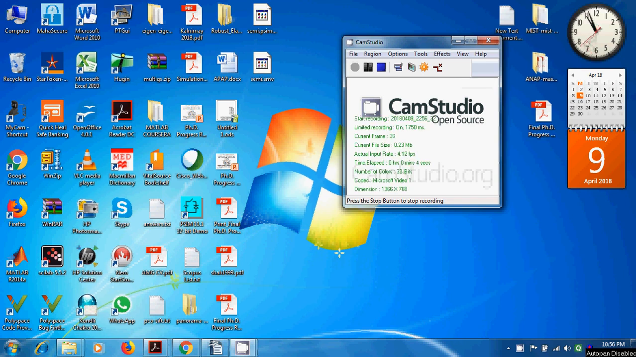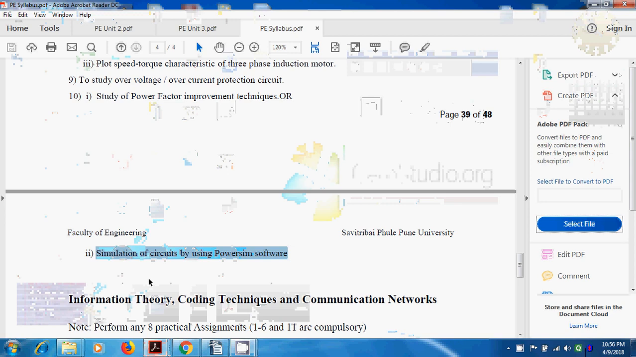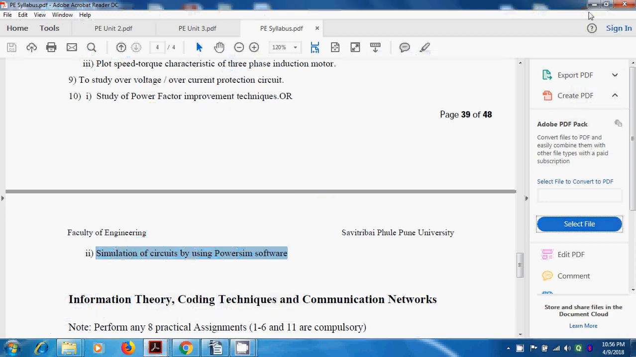My name is Omkar Vaidya, Assistant Professor from the Electronics and Telecommunication Engineering Department of Sandeep Institute of Technology and Research Center, which is affiliated to Savitribai Phule Pune University. Today we will see the last experiment of Power Electronics Laboratory, which is simulation of circuits by using PowerSim software.